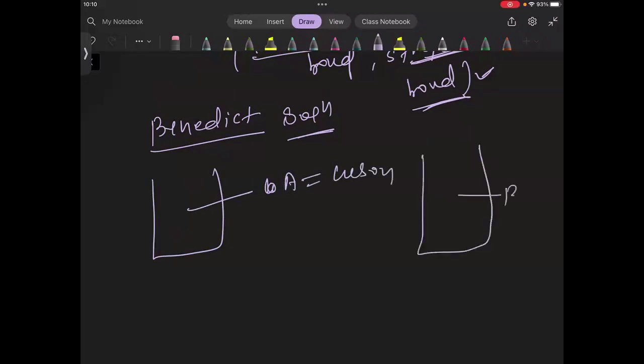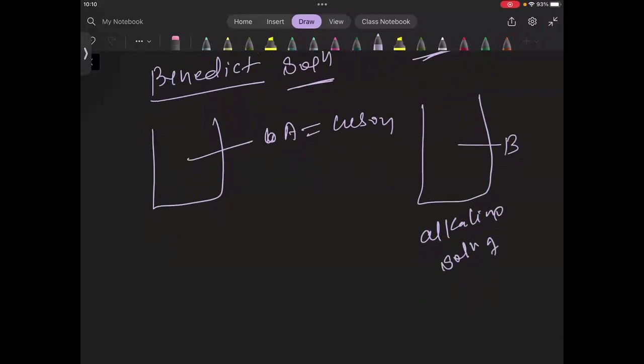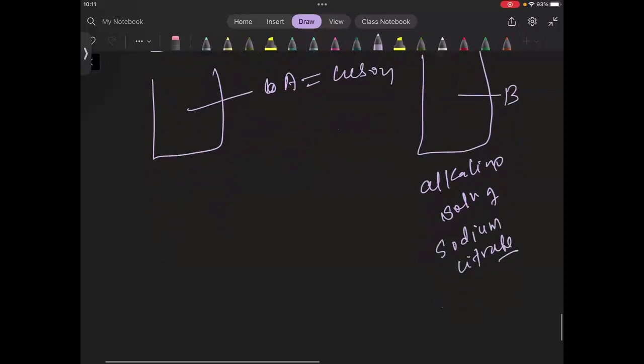B is an alkaline solution of sodium citrate. Again, what I am telling you, there is no need to learn the whole day. What I am going to write here, I am writing just for a better understanding.